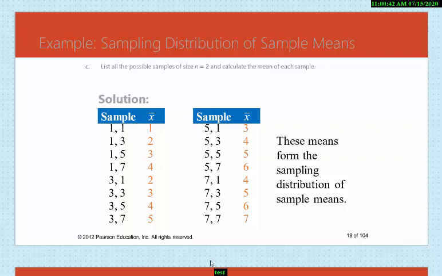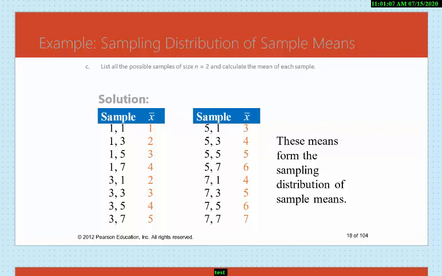The first one is the first sample. 1, 1 is the first sample. 1, 3 is your second sample. 1, 5 is your third sample, and so on. These are samples. Samples of what? Samples of size 2, from what? From your population 1, 3, 5, 7. That's what it is. For each one of those, I find what? I find the mean.